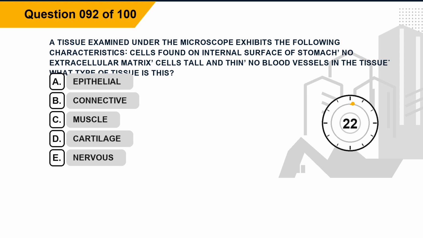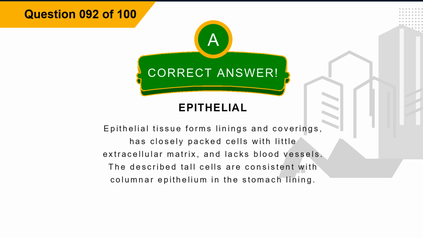Question 92. A tissue examined under the microscope exhibits the following characteristics: cells found on internal surface of stomach, no extracellular matrix, cells tall and thin, no blood vessels in the tissue. What type of tissue is this? Option A, epithelial. Option B, connective. Option C, muscle. Option D, cartilage. Option E, nervous. The correct answer is option A, epithelial.